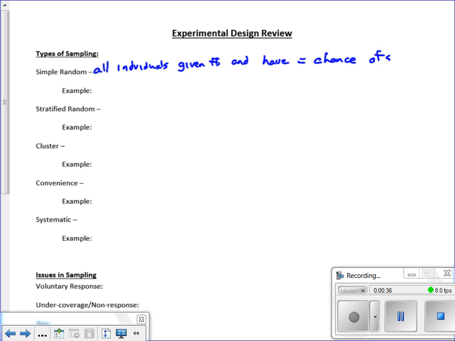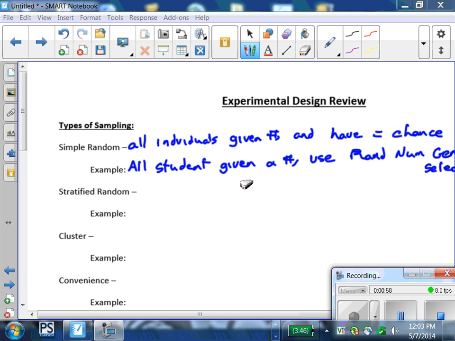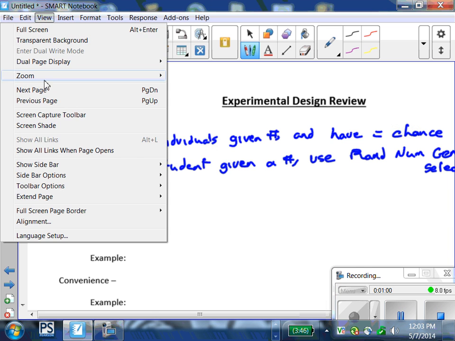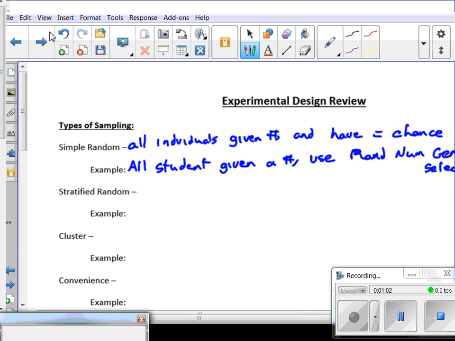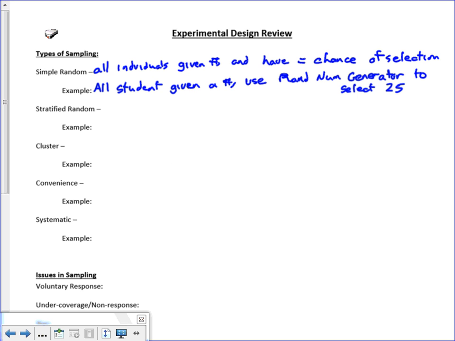An example of that, so maybe all students at Gibbons given a number, and we would use a random number generator, right? The random number generator. And using that random number generator, we would select 25 random students.